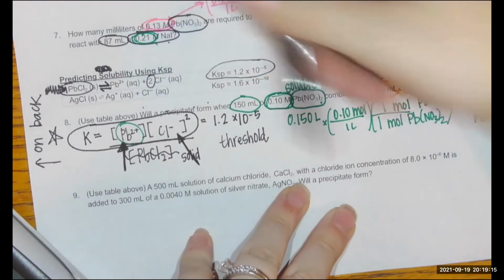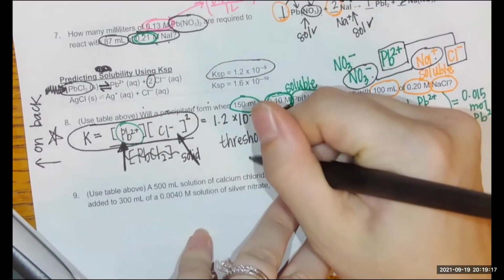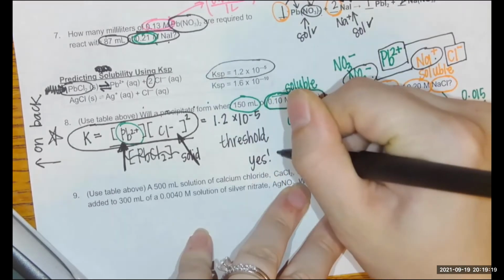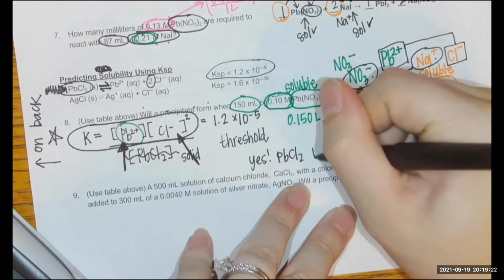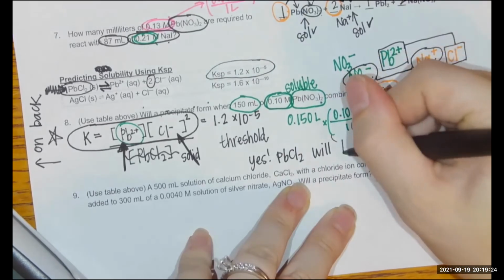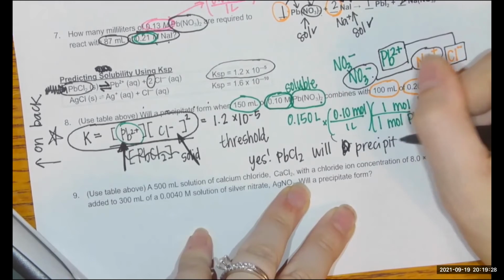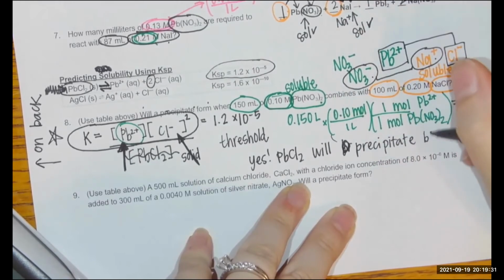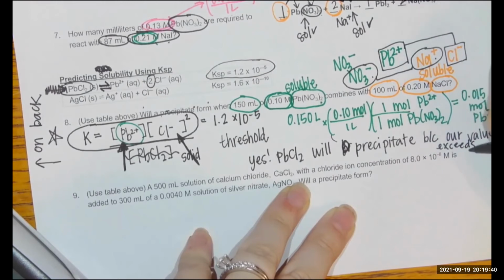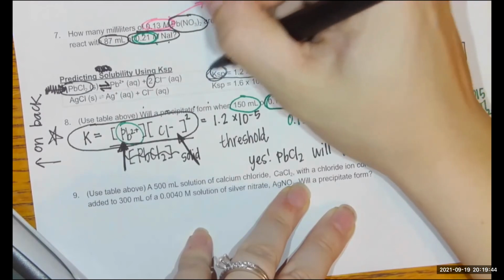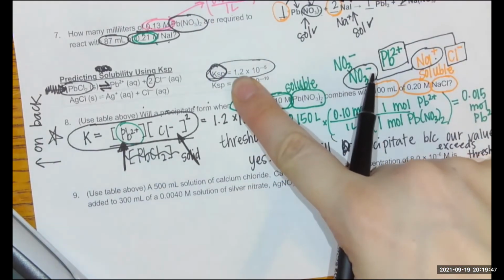Will a precipitate form when these are mixed together? Yes. PbCl2 will precipitate because the K value exceeds the threshold. The threshold being 1.2 times 10 to the negative 5.